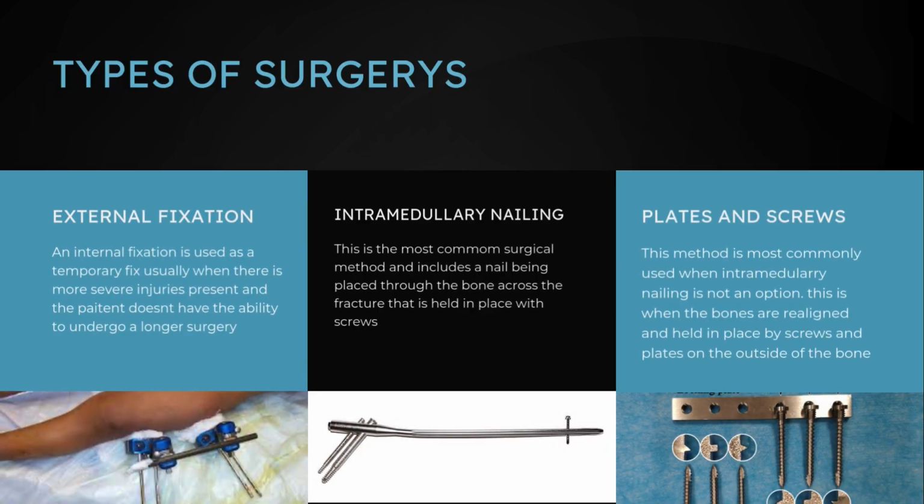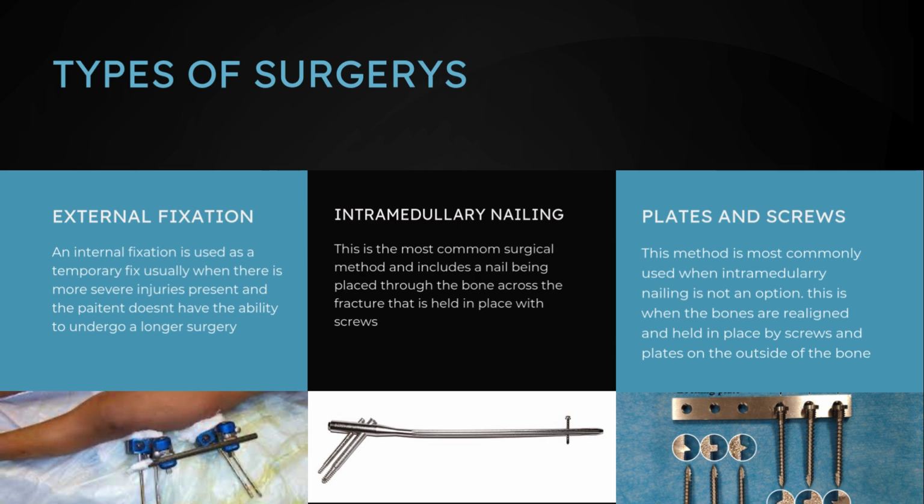Types of surgery. An internal fixation is usually only used as a temporary fix when there are more severe injuries present and the patient doesn't have the ability to undergo a longer surgery. For an external fixation, metal pins are placed into the bone above and below the fracture and are attached to a metal rod outside the skin to act as a temporary stabilizer.